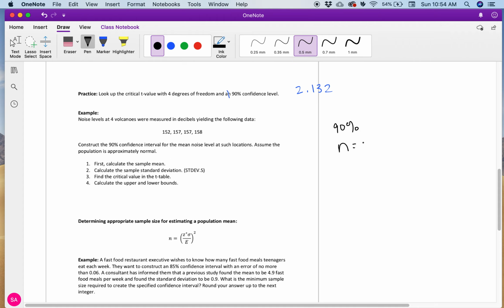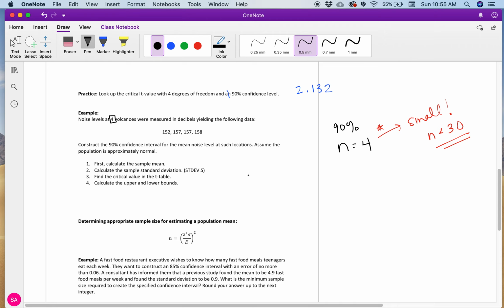So n is equal to 4. Our sample size is equal to 4 because there's only 4 volcanoes. This is a really small sample size. It's less than 30, right? So that's your key to use this t distribution. If you have a really small sample size, you use the t distribution. So in Hawks, it's not going to always tell you to use the t. You have to know when to use it. And that's one key way to know: what's my sample size? Is it smaller than 30? Yes. Use the t.